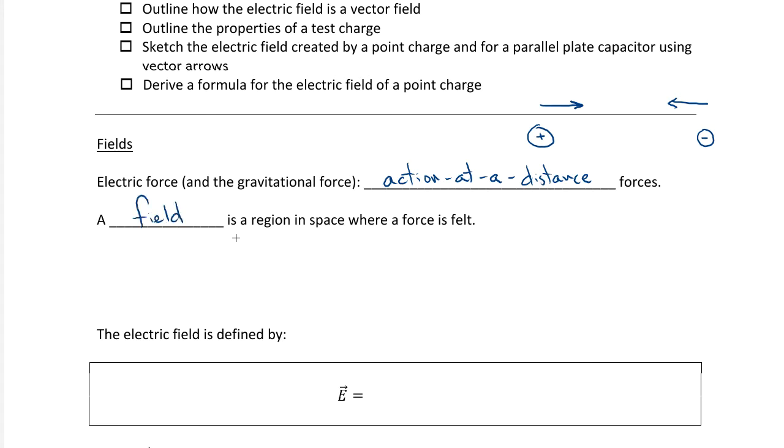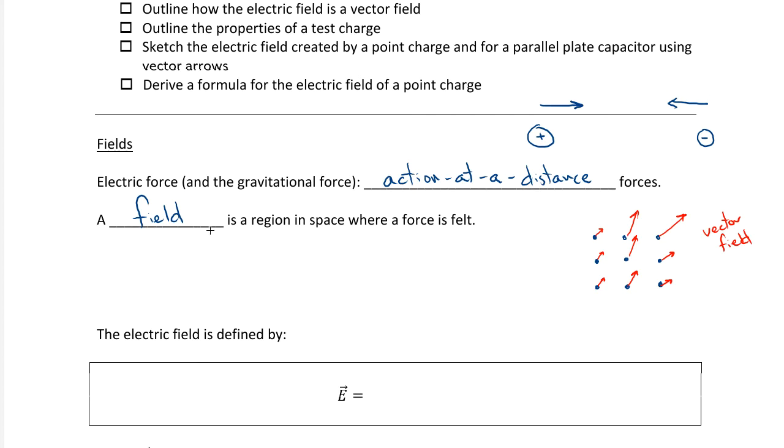A field is a region in space where a force is felt. So let's just stop for a moment and think about a grassy field and look at the wind on that field. You could ask yourself, in which direction and how hard is the wind blowing at all different points on this field? Let's say it's blowing very hard over here in the same direction but less hard here and less hard there, and then it's in a slightly different direction at other points on the field. So what these arrows are representing is how hard and in what direction the wind is blowing. This is a vector field. It's showing both direction and magnitude of the wind at all of these different points.